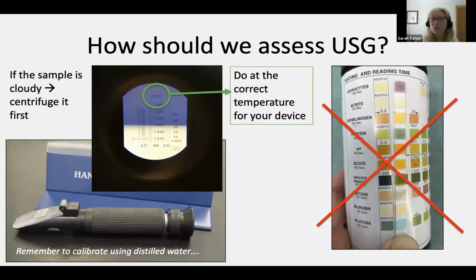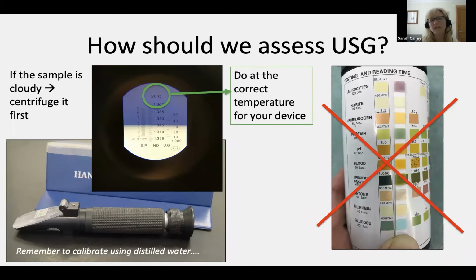So next, how should we assess USG in our cats? Well, I guess the key message here, as you can see by the red X, is not to use a dipstick. Whilst many dipsticks, depending on how many reagent pads you have, will purport to measure USG, they are designed for human urine and they are notoriously unreliable when it comes to our feline samples. Even if the dipsticks you get say that they are veterinary designed, I would still say don't use the USG pad. It's not worth confusing yourself.